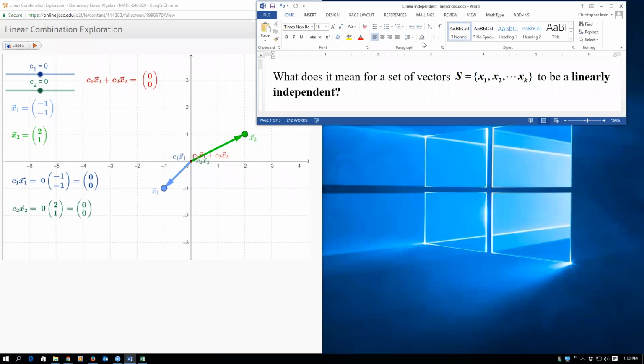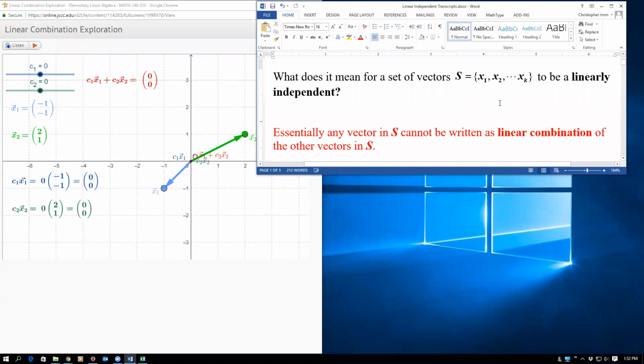Hello. We're going to talk about what it means for a set of vectors in S to be linearly independent. Essentially what it means is I can't write any vector in S as a linear combination of the other vectors in S. So that would mean that they are linearly independent. To take a look at these, sometimes we can use our intuition.